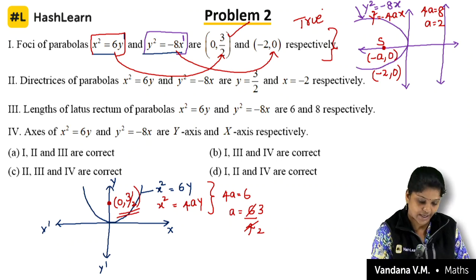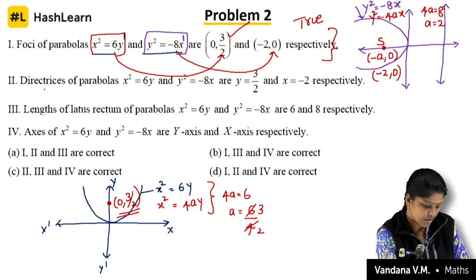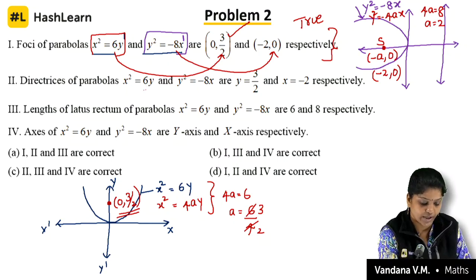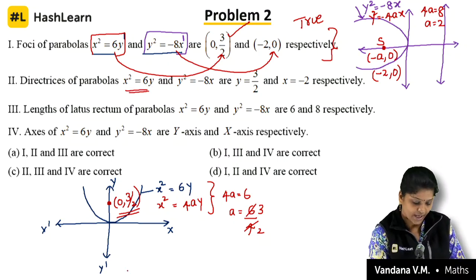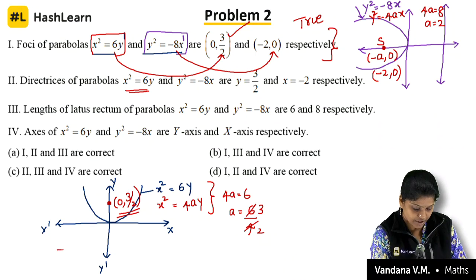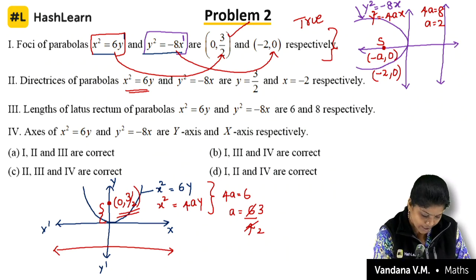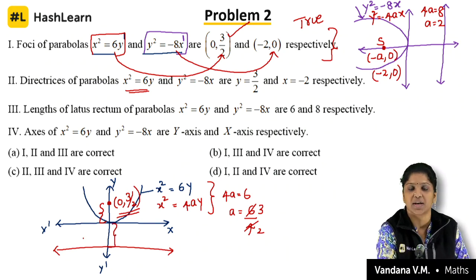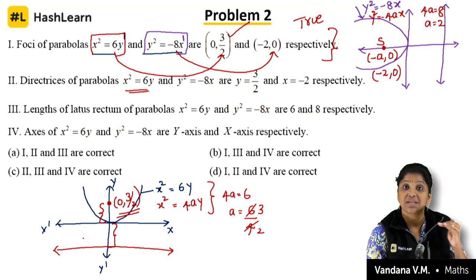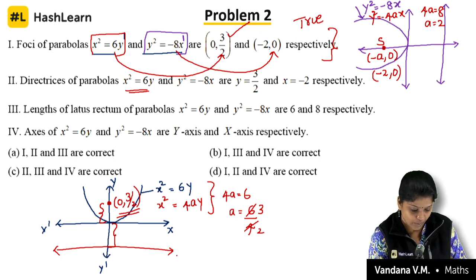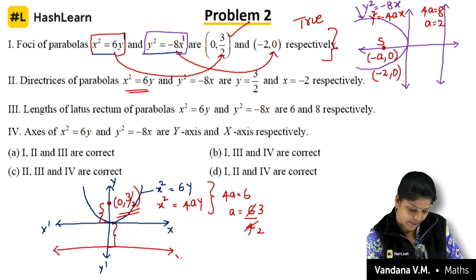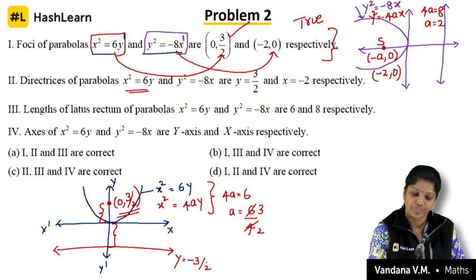Now go for the second statement. The directrix of the parabolas. x square is equal to 6y. So where will I get the directrix? Here I will get the directrix. Here to here what is the distance? 3 by 2. So I should get the same distance over here, 3 by 2. But it is the negative y axis. The equation is y is equal to minus 3 by 2.